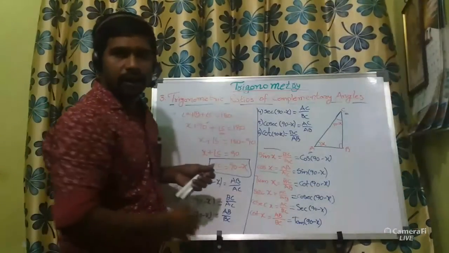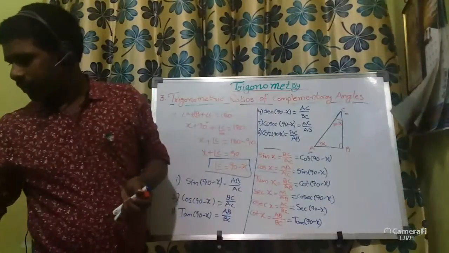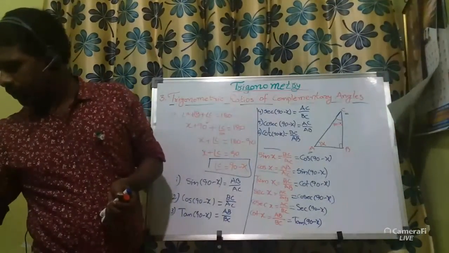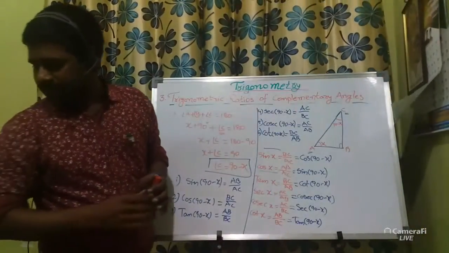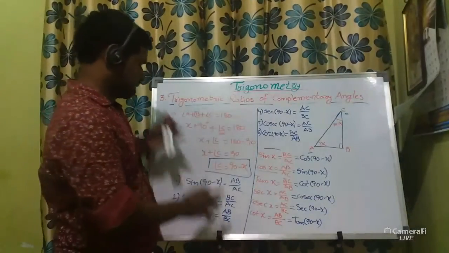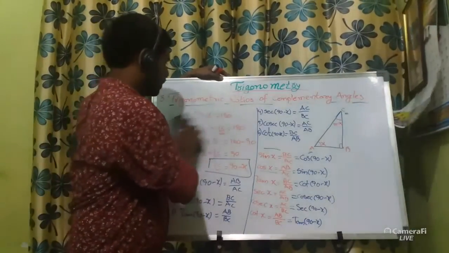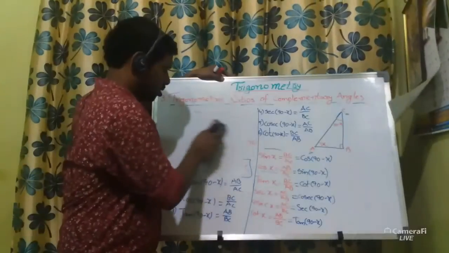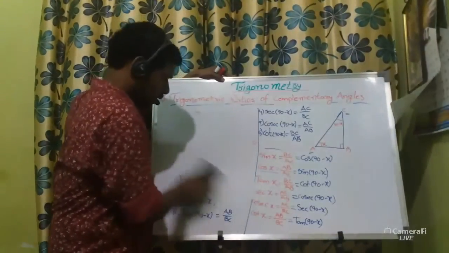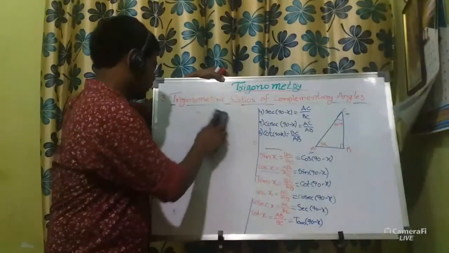Okay, next, from the textbook there is one of the questions: tan 36 degrees by cot 54 degrees. It is very simple.